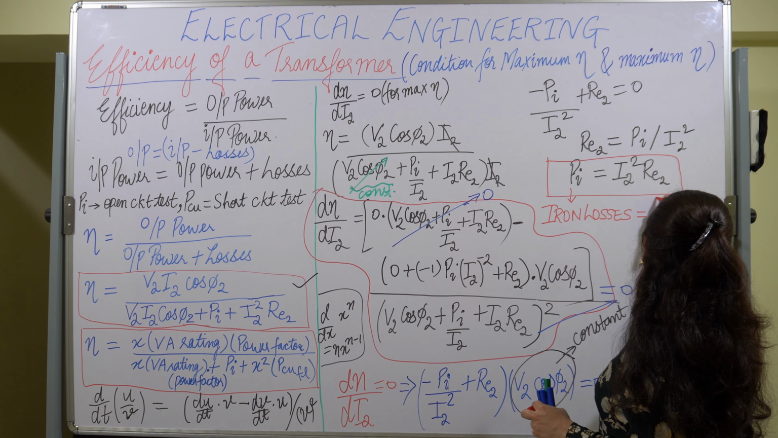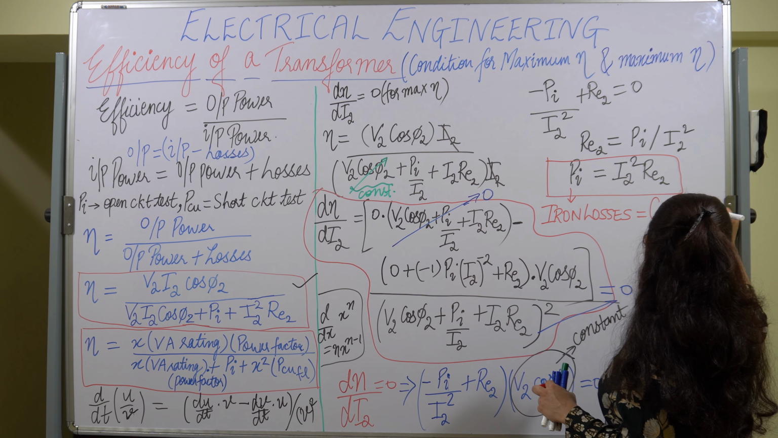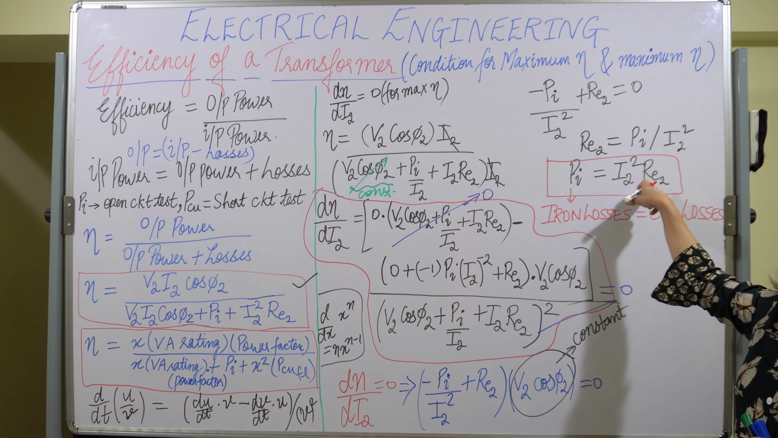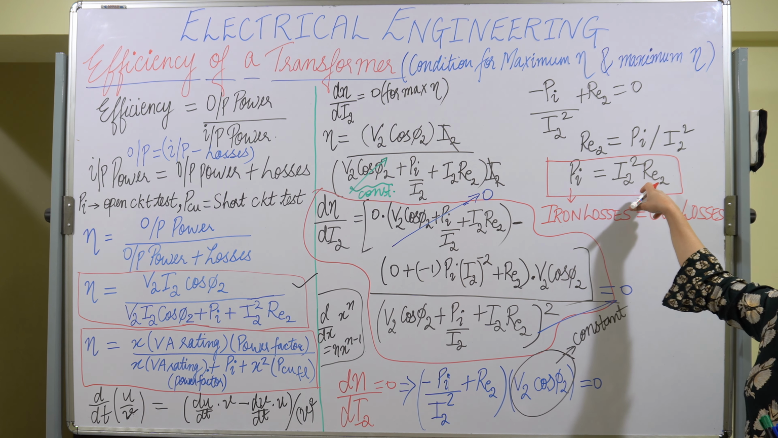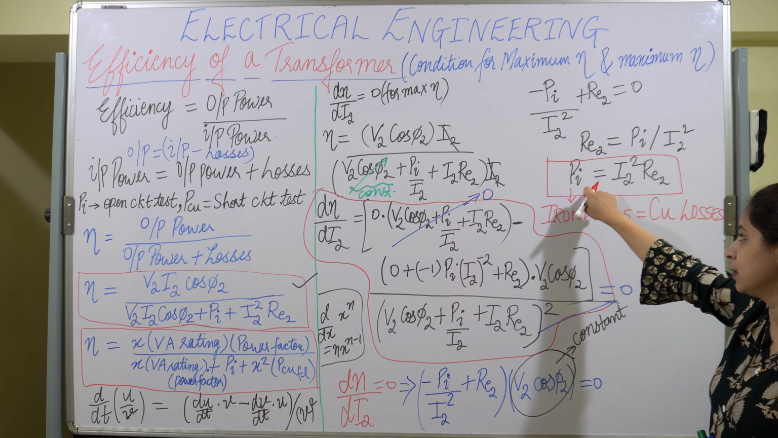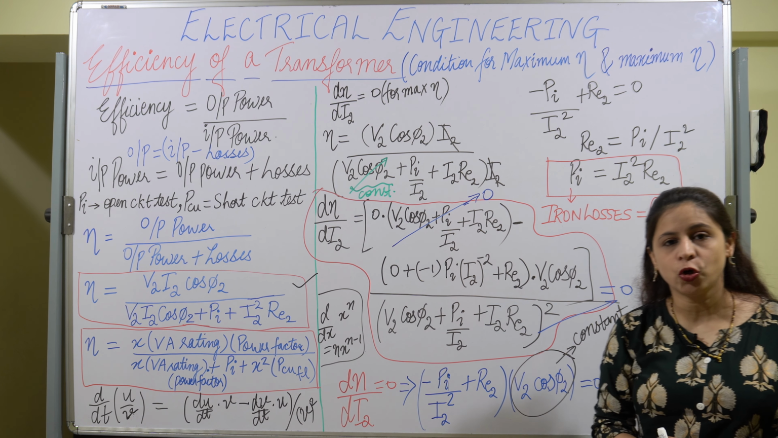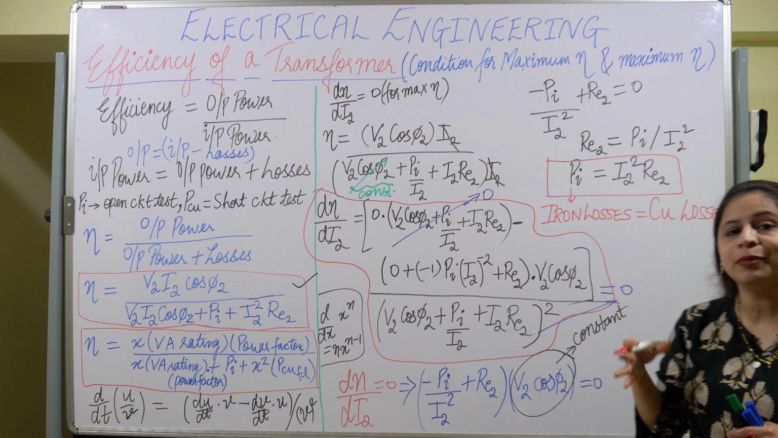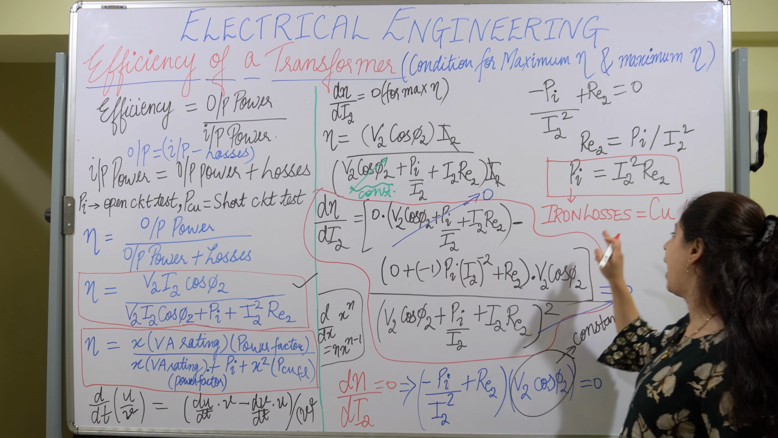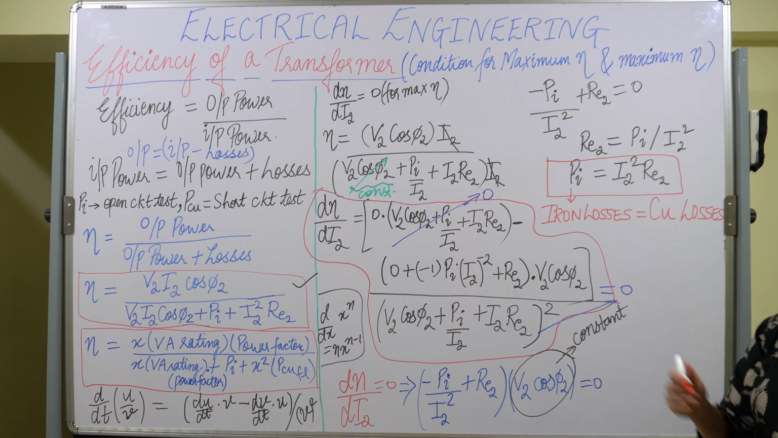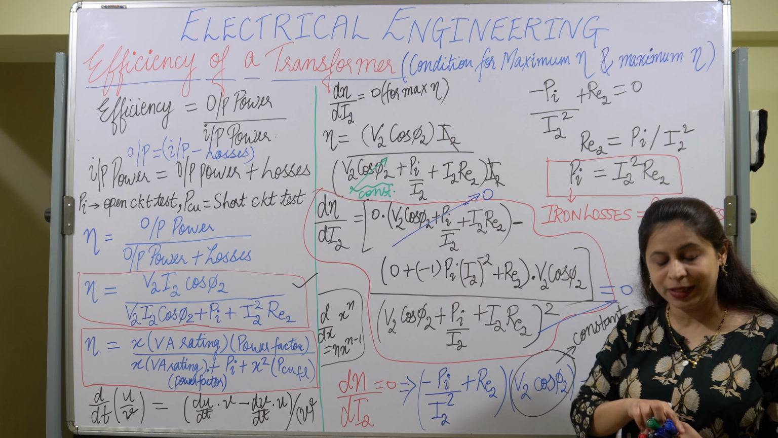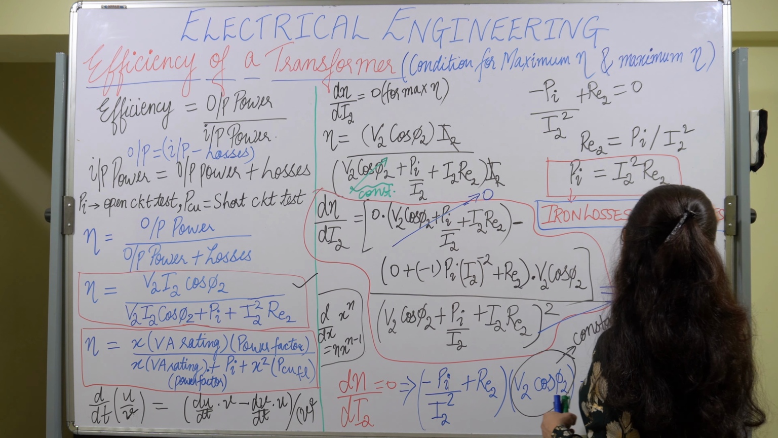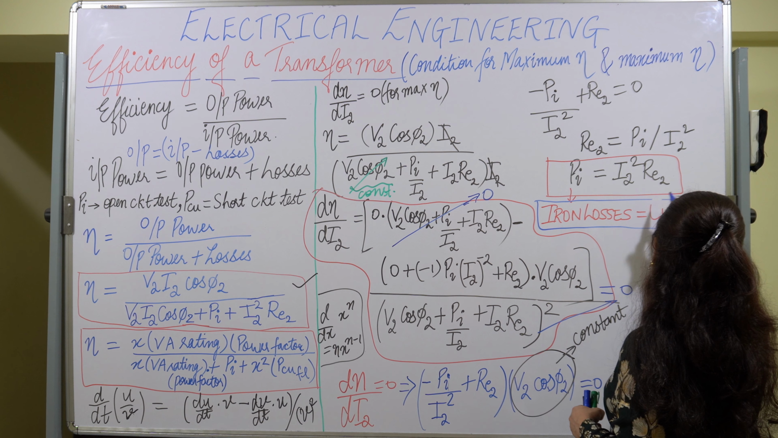So from here we are getting this relation, and this relation shows that iron losses are equal to copper losses. I2 square RE2, I square R losses are always the copper losses, the variable losses, and the Pi is the constant losses. Those are the iron losses. So in order to get the maximum efficiency, the condition is that the iron losses should be equal to the copper losses. This is the condition in order to get the maximum efficiency.